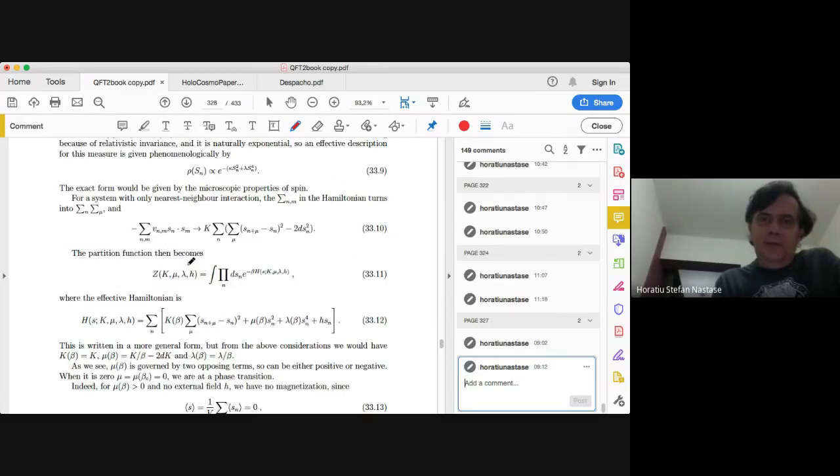And so the partition function becomes the integral of the product of these dSn e to the minus beta H. Well, H depends on the spin, on the coupling k here, on the nearest neighbor mu, on the coupling lambda in spin to the 4, and on the external field h, and is written like this. And all of these coefficients, in principle, depend on temperature. This is a complicated microscopic description where the temperature can change the properties. In particular, you can have phase transitions and so on.